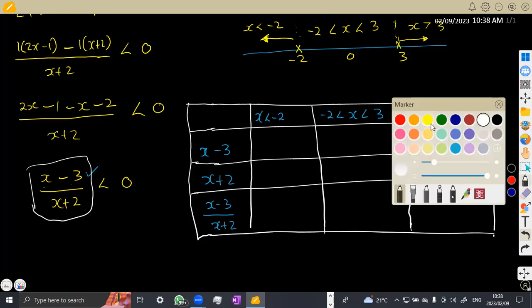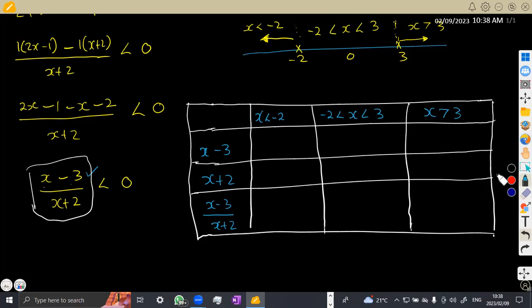So the first one is the condition where x is less than -2. Just pick any value of your choice. We can choose -3. If we substitute -3 in place of x, that's -3 minus 3, which is -6, a negative. Then -3 plus 2 is -1, which is a negative. What is the resultant sign? We are dividing negative by negative, which is a positive.